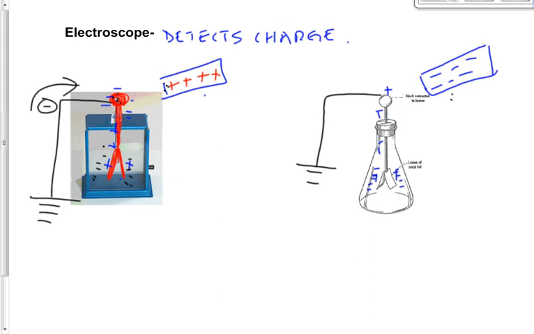So these negatives would get pushed not down into the leaves. These negatives would get pushed down into the ground, leaving the entire thing positively charged. Now, the leaves would still stay spread apart, but this time, if I cut the ground wire, they would stay spread apart even when I take this thing away, because the entire electroscope remains positively charged. Make sense? All right. Good.